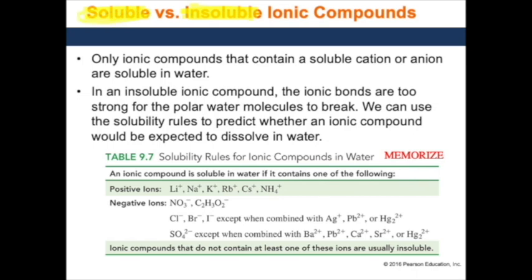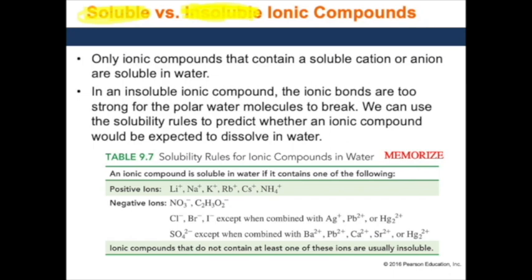For instance, NaCl, we saw NaCl will dissociate to give us Na+ ion and Cl- ion, and it completely dissolves. Whereas insoluble compounds do not dissociate in water. They have a very low solubility. Only a very small amount of it will dissolve. Most of it will stay as solid. So those are called insoluble compounds.